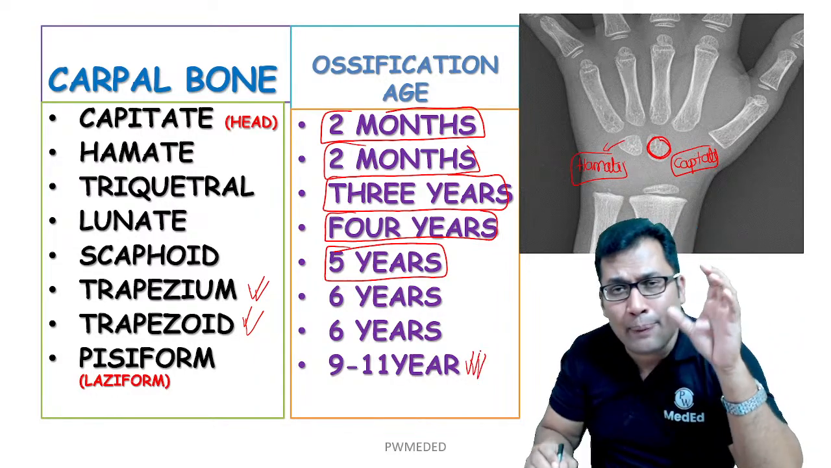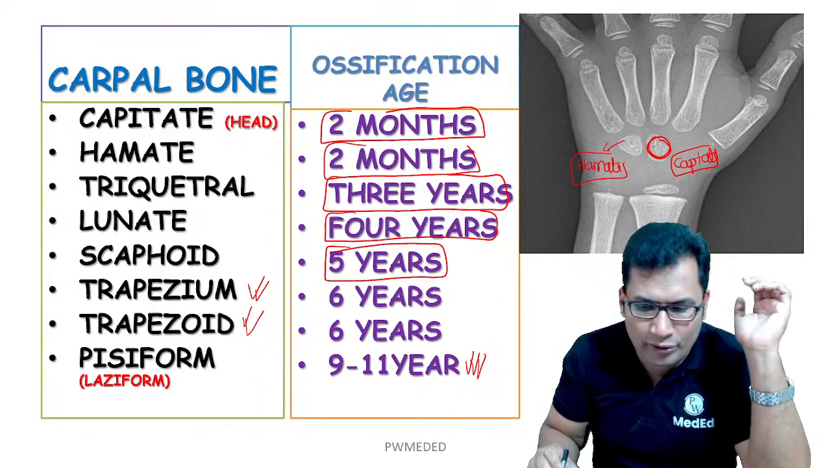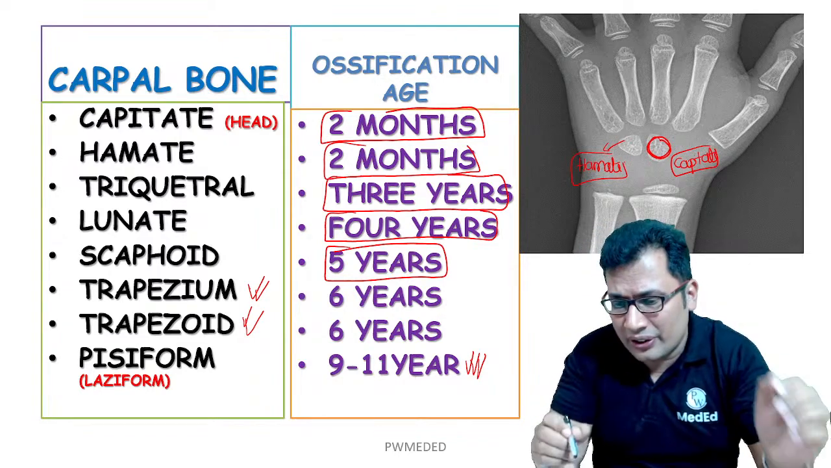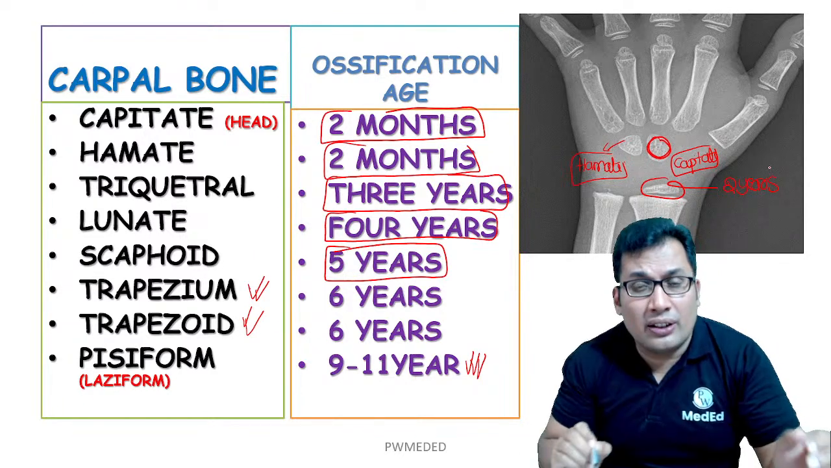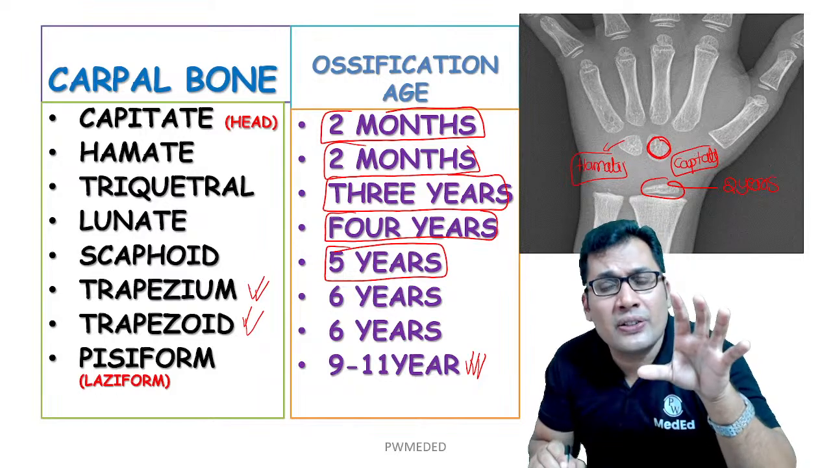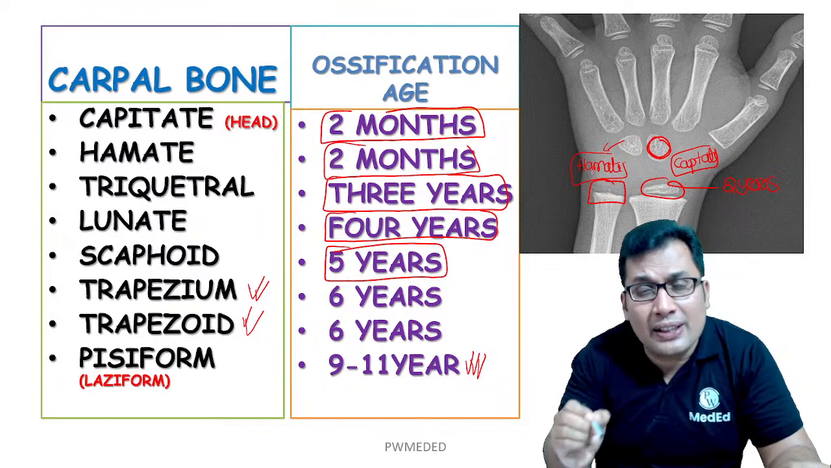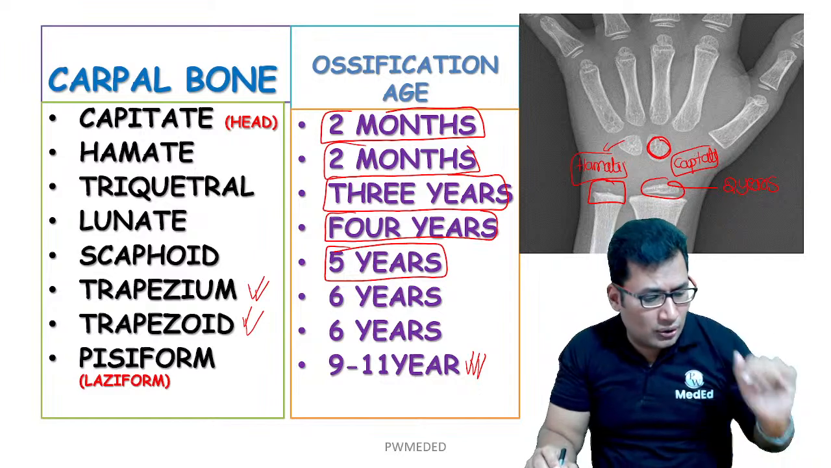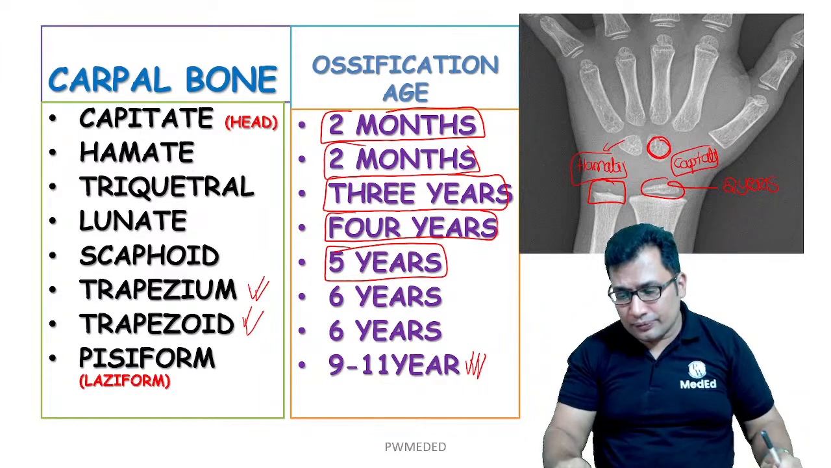Remember, carpal bones only appear, they never fuse. Lower end of radius appears at 2 years, fuses at 18 years. Lower end of ulna appears at 4 to 5 years, fuses at 18 years. This is a very important table, you must know it for the upcoming exam.